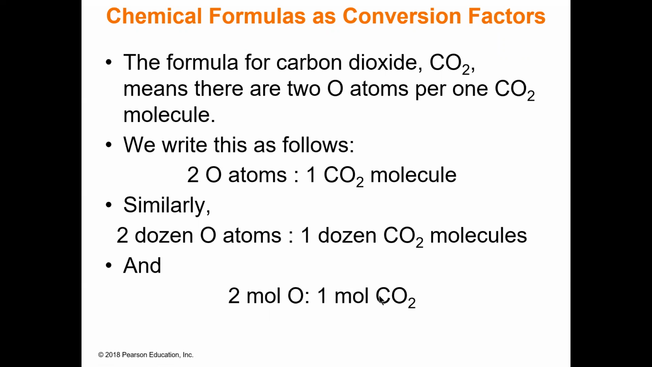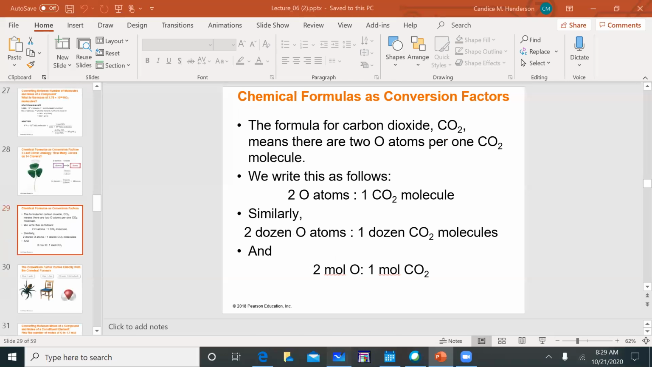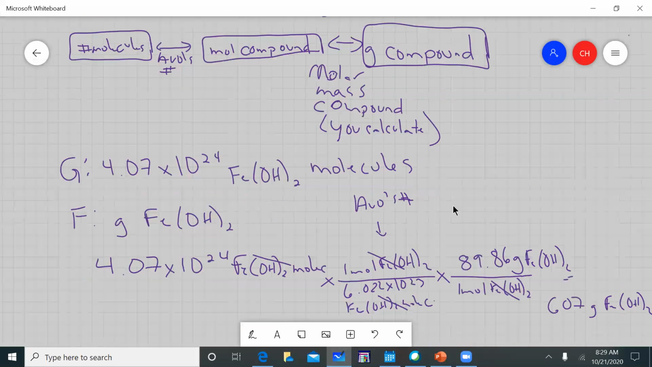So super nifty because every single one of these formulas, if written correctly, has a built-in relationship between a mole of the molecule and individual moles of the element. So we could jump from the amount of CO2 to the amount of oxygen or the amount of carbon because we know the relationship. So let me do another one and then I'll have you guys do one.